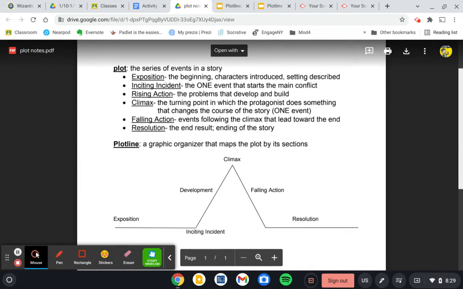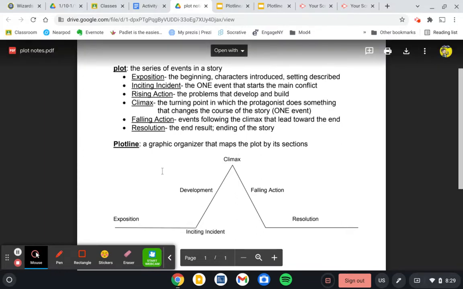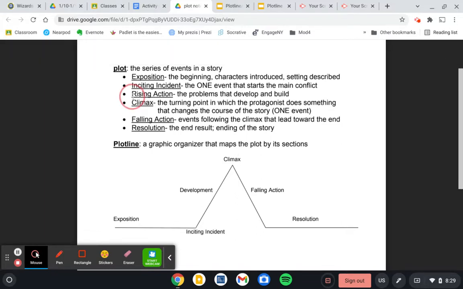Good morning. Yesterday, we focused on the exposition and inciting incident in our rough draft organizers. Today, we're focusing on the rising action or development. Sometimes it's called one, or sometimes it's called the other. So, the rising action is the problems that develop and build in the story.